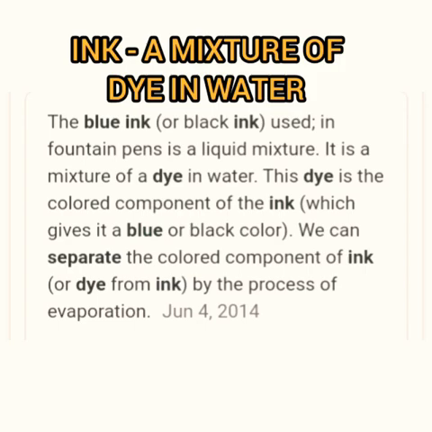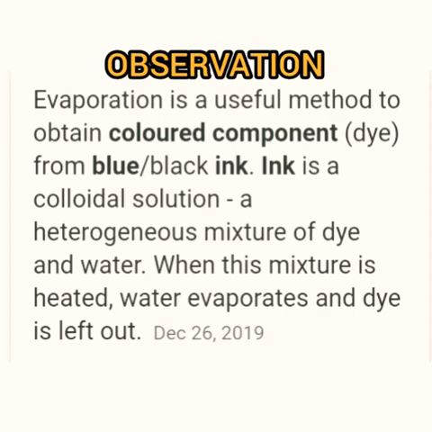The blue ink or black ink used in fountain pens is a liquid mixture. It is a mixture of dye in water. This dye is a colored component of the ink which gives it a blue or black color. We can separate the colored components of ink by the process of evaporation. Evaporation is a useful method to obtain the colored component from blue or black ink.